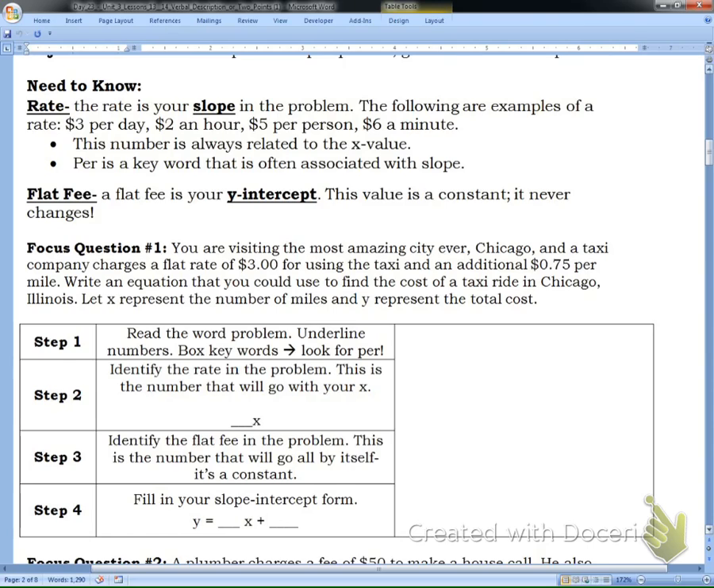Okay, I zoomed in to get a closer look at this. Let's identify some of our numbers here. Basically, our two numbers in the problem, one's going to be our rate and the other one's going to be our flat fee. Well, your rate, the key word, as I said before, is per, or something for every, for each. That's also some of those key words. So that 75 cents, there's that word per, that's per every mile. So that is your rate.